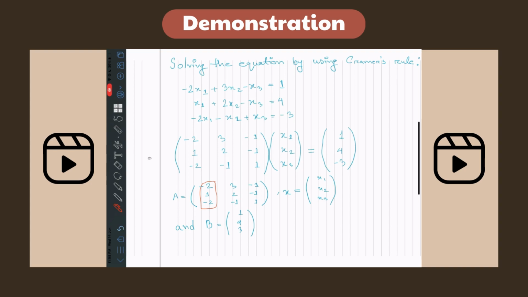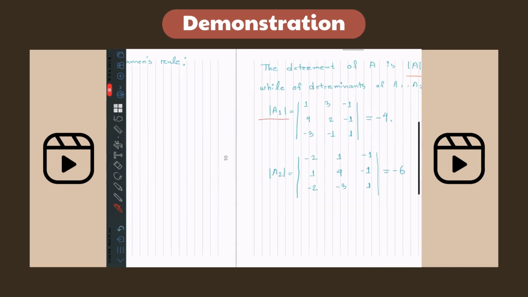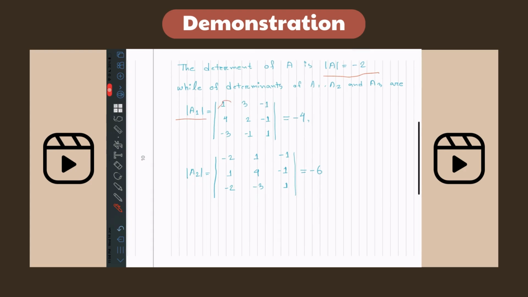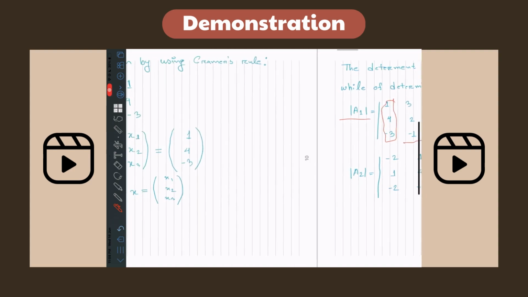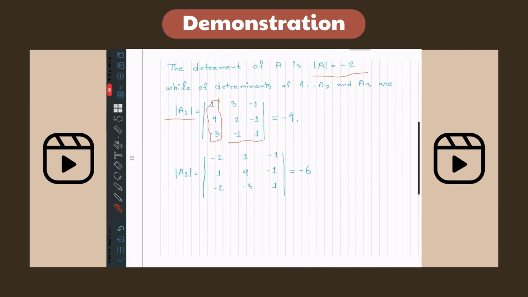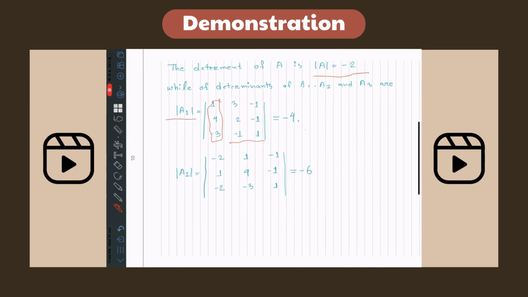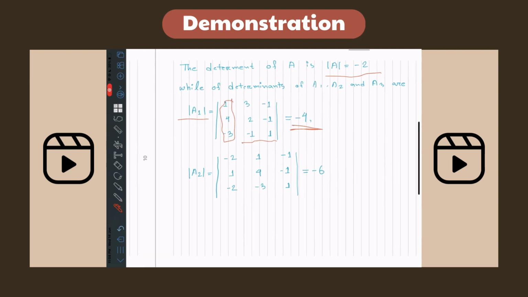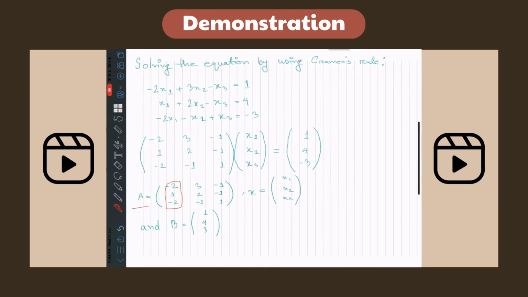And after substitution, we would have achieved the matrix A1. Over here you can see the first column is changed to the B matrix, and the rest two columns remain the same. And after that we have found the determinant of A1 as negative 4.